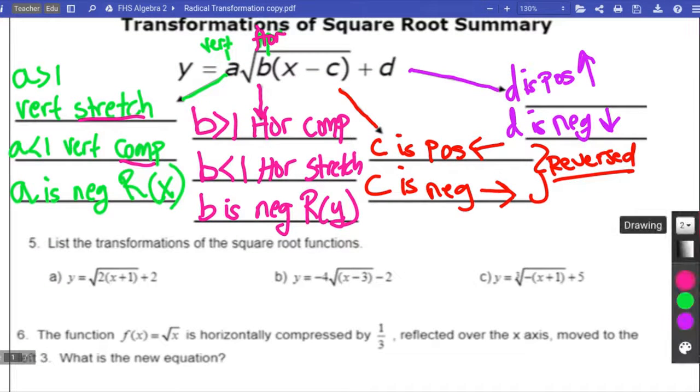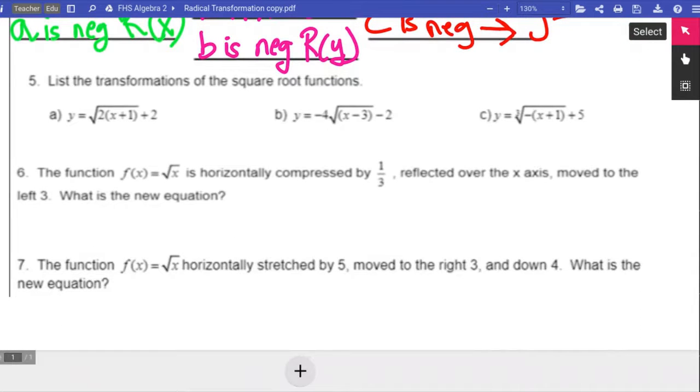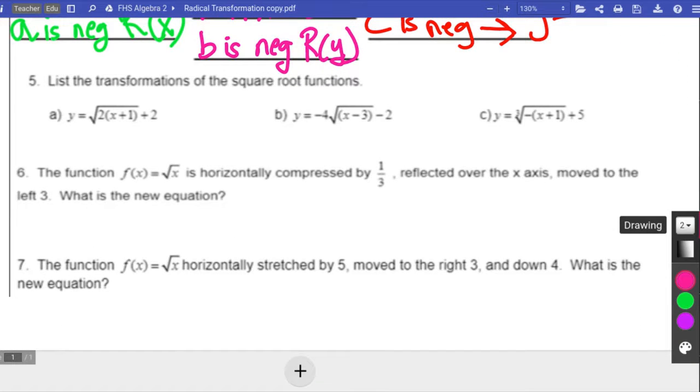Let's get to work. So with this one, you see the C. All right, let's break it down. Let me just move up a little bit here. All right, we're good. The +1 means we will go left one. You with me? All right. The 2 means all the way up by 2. You with me? All right, good.